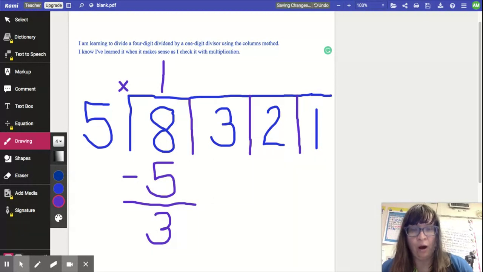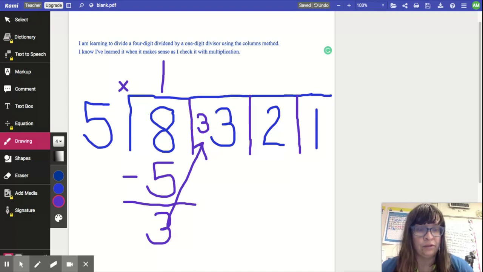This is where the columns method is different than maybe the regular method that moms and dads learned in 4th grade. I'm going to take this 3 and I'm actually going to move it up here and regroup it. In 4th grade, we talk a lot about regrouping, so this builds on that knowledge that your student has.